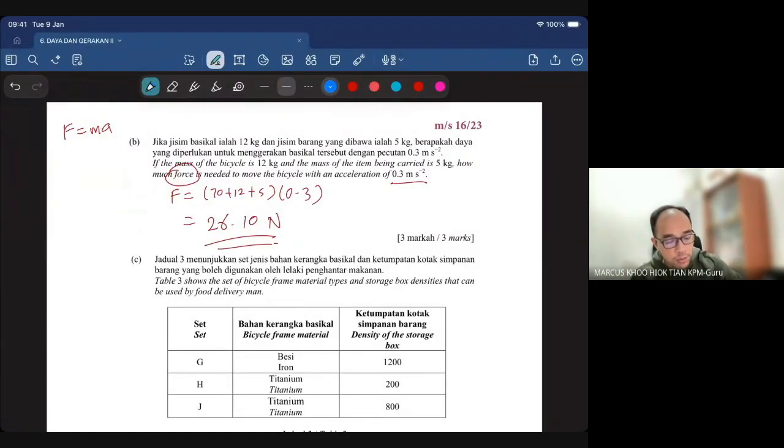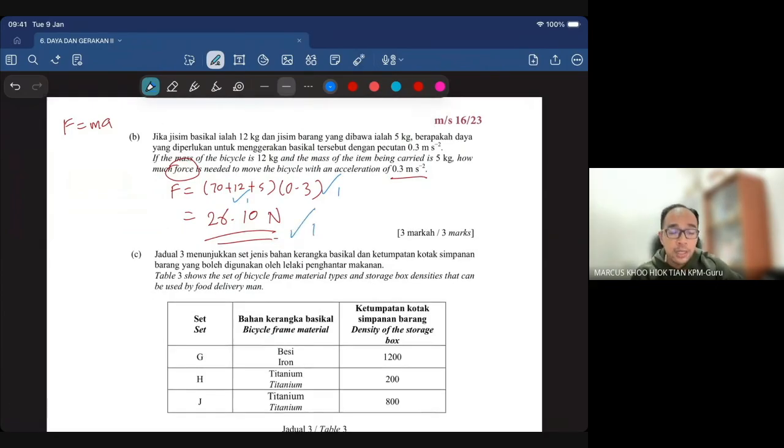So why is this 3 marks? Because the addition of the masses is 1 mark, substitution of acceleration is 1 mark, final answer with the unit is 1 mark. So even in Form 5, Chapter 1, you cannot run away from this one because F is always about the resultant force.